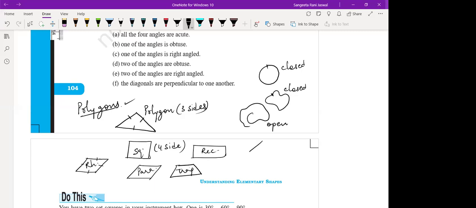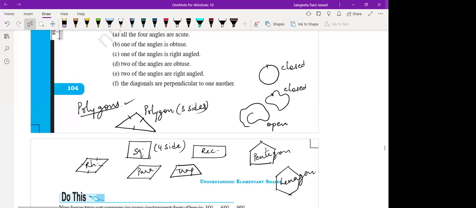Now, a five-sided figure, we call it a pentagon, right? A six-sided figure is a hexagon. A seven-sided figure is a heptagon. Got it? Then an eight-sided figure is an octagon. Like this, we can have n number of sides. So you understood what polygons are?